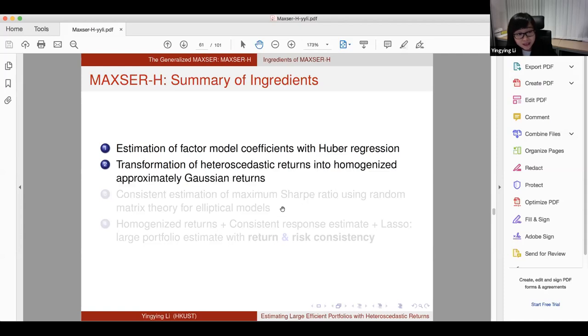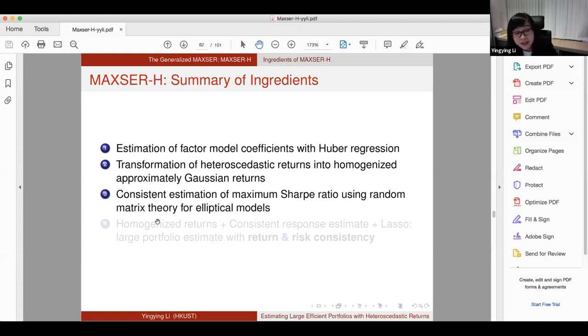A second important step is to transform the heteroscedastic returns into homogenized approximately Gaussian returns. Because we need, for example, a sparse portfolio like Lasso, but Lasso cannot deal with heavy-tailed returns. In order to be able to use such sparse regression, we have to transform the heteroscedastic returns. Here we already have a good estimation of the factor model coefficients, as well as some estimation of gamma, the volatility. So this involves a consistent estimation of the gamma_t volatilities as well. Once we have those, we can transform the heteroscedastic returns into homogenized approximately Gaussian returns. Then we can use Lasso.